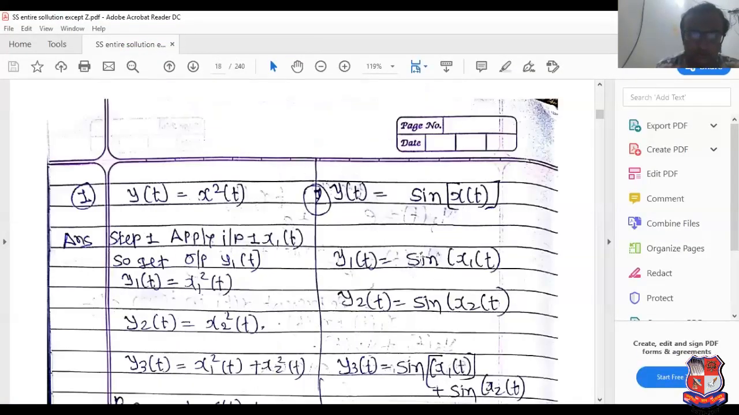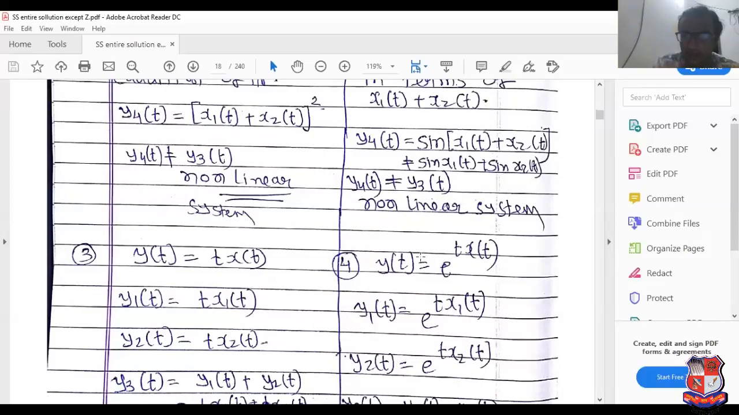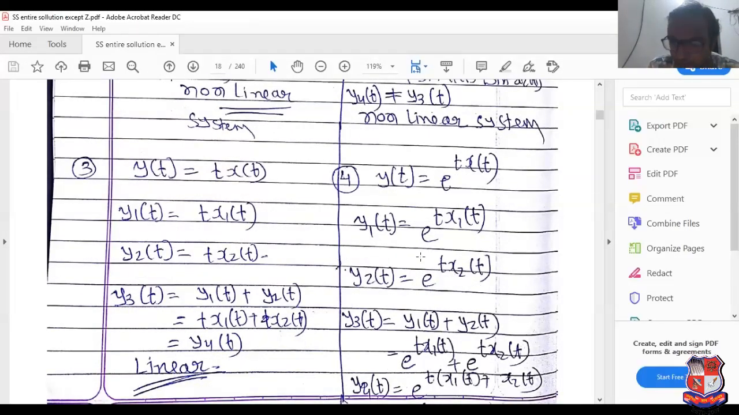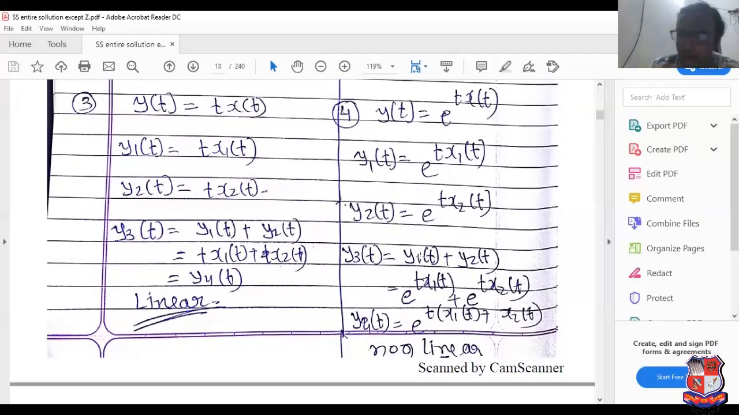Now see this next example, e raised to t x of t. Obviously e raised to 0, if you apply 0 input, the output is 1. So obviously the system is non-linear, but still you can apply the input. So e raised to t x1 of t is y1 of t, e raised to t x2 of t is y2 of t, and y3 of t is y1 of t plus y2 of t. So e raised to t into x1 of t plus t x2 of t, and y4 of t represents x of t. See this here.